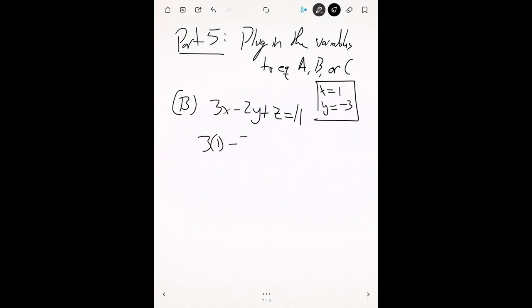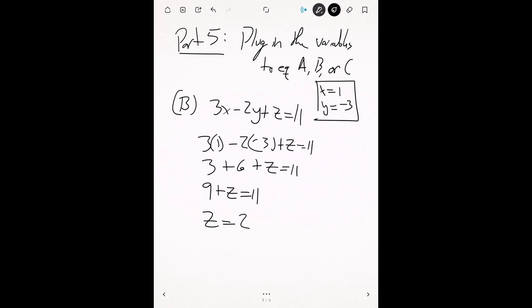3 times 1 minus 2 times negative 3 plus z equals 11. So that's 3 plus 6 plus z equals 11. So that's 9. That's 9 plus z equals 11. z equals, well, 11 minus 9 is going to be 2. So now I have z equals 2.